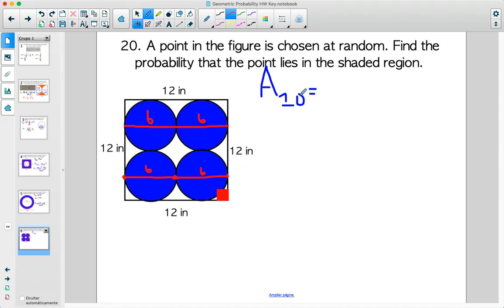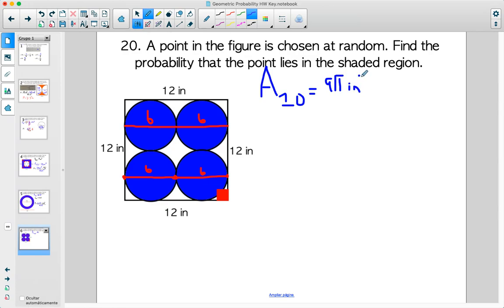So the area of one circle is not 6 squared pi, because r is not 6. Radius is not 6. That's the diameter. So you need to divide by 2. So the radius is 3. So we're going to have 3 times 3, which is 9 pi. So that is the area of one circle, inches squared.